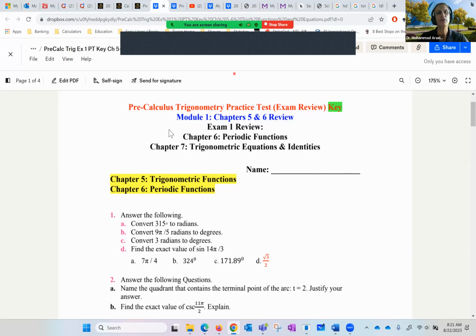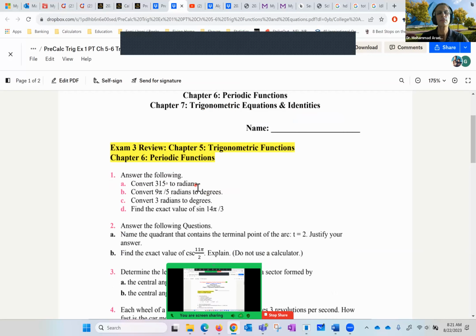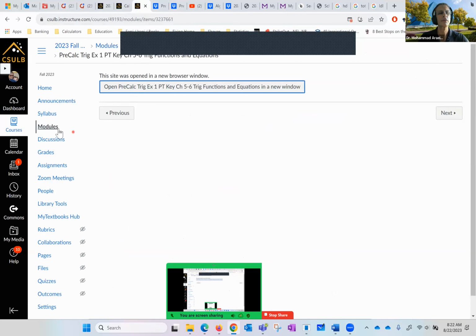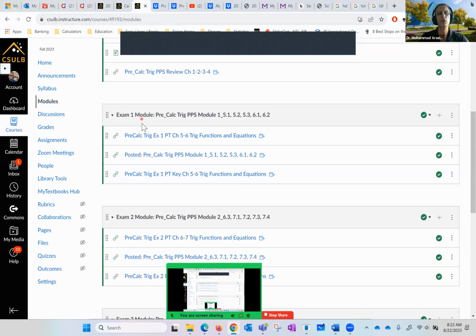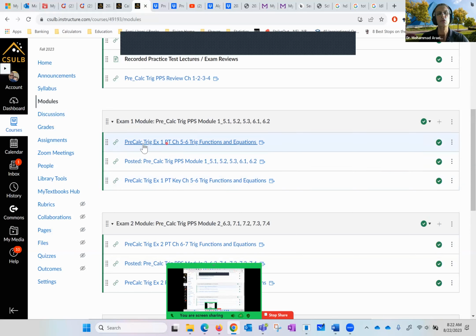So here's the practice test. Here's the key to the practice test. Where do we find it? Each exam module, exam 1 module. See, if you look at the exam 2 module, it has the same thing, the first one and the third. So the first one is the practice test. The last one is the key to that. What is the second one?